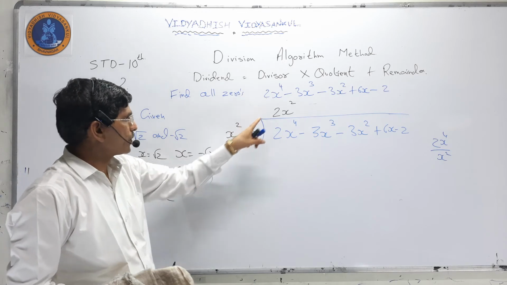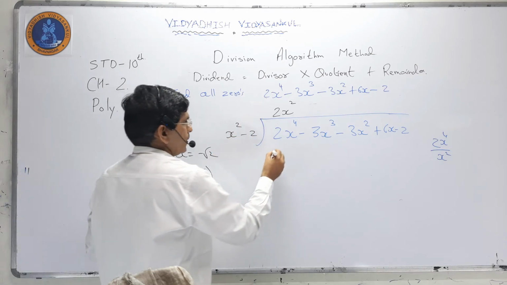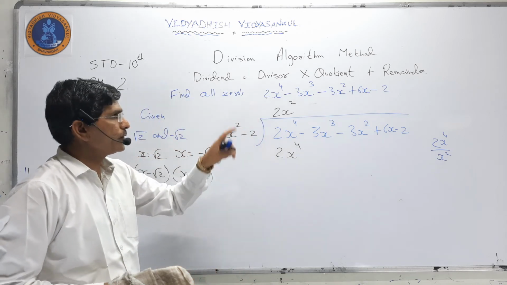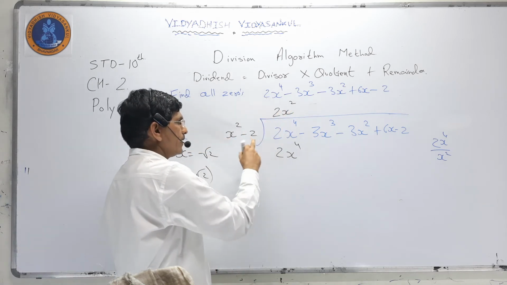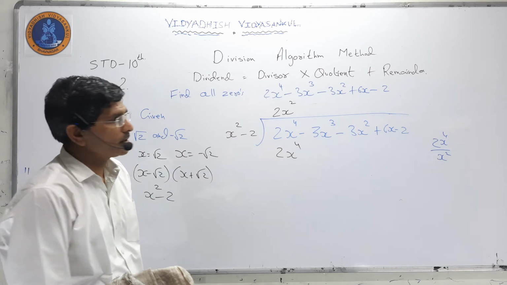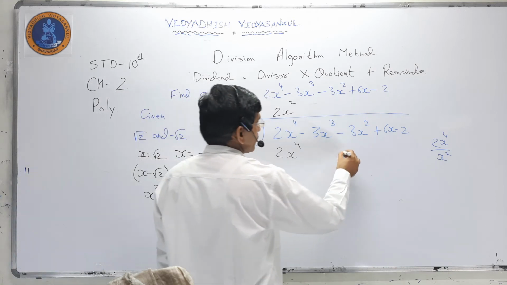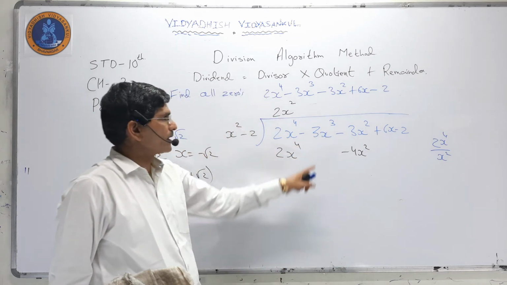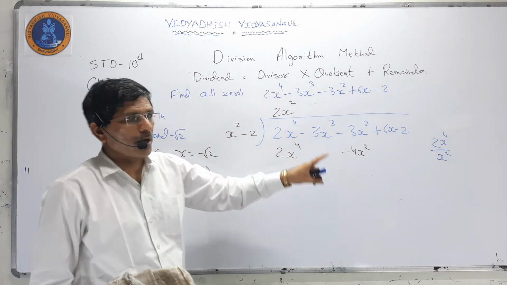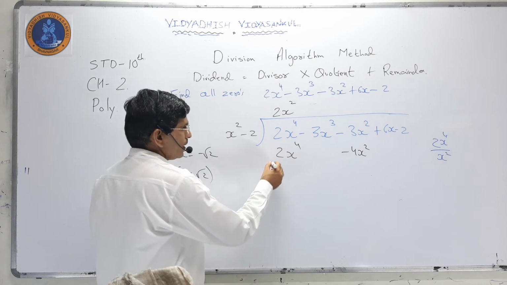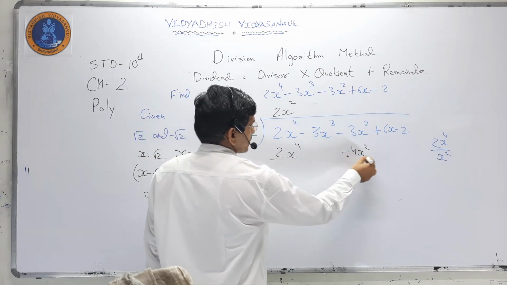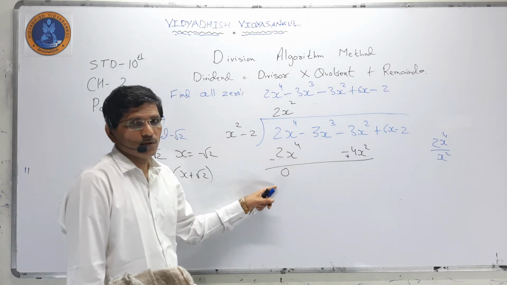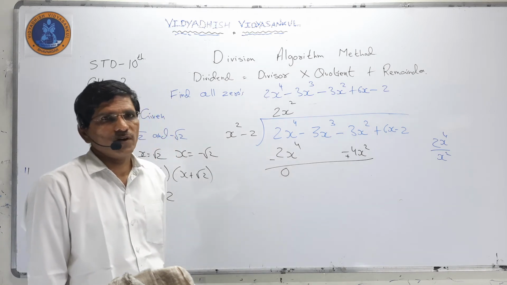Now 2x square multiplied by x square is 2x the power 4. 2x square into minus 2, that is minus 4x square. So I have to write it here. Why? Because here power is 3, we get answer that power is 2. So here minus, here plus. Again we get answer 0. Always it must be 0, otherwise we cannot go further.